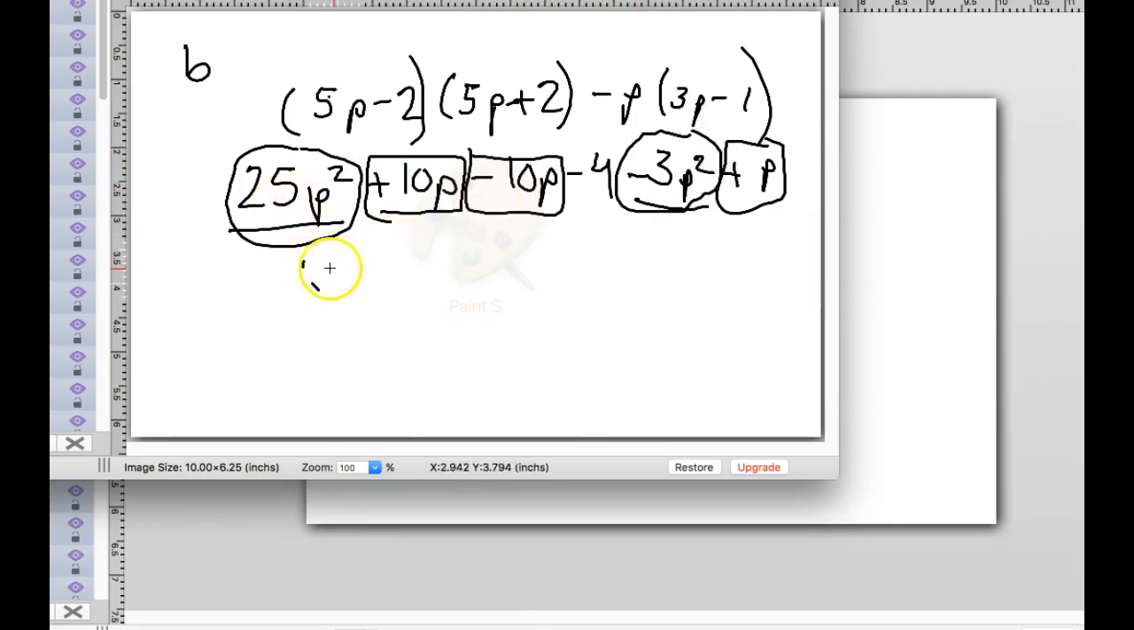So that's 25 minus 3, which is 22P squared. This is 10 minus 10. That gets rid of that, leaving me with just plus P. And then the minus 4 comes with it. There's nothing to combine with the minus 4. So that's my final answer. Okay, my final answer with that one.